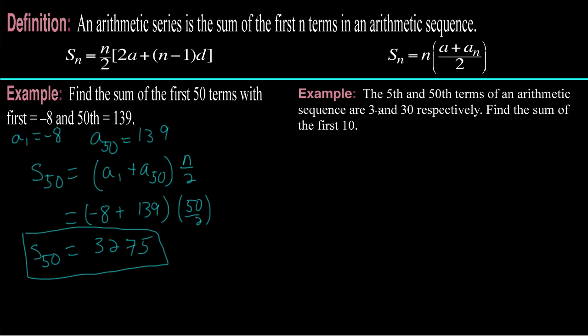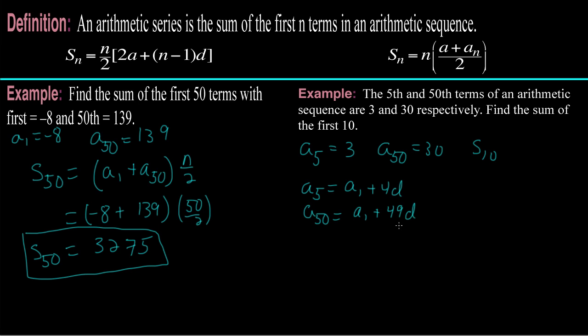So the next example gives us information about the 5th and 50th terms. It says the 5th term is 3 and the 50th term is 30, and we're asked to find the sum of the first 10 terms. While I don't know what the first term is and I don't know what the common difference is, I do have formulas for finding the 5th and 50th term. So if I use those, the 5th term is equal to the first term plus 4 common differences. The 50th term is equal to the first term plus 49 common differences.